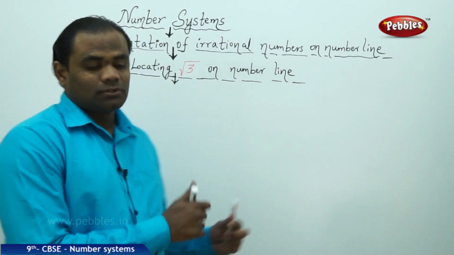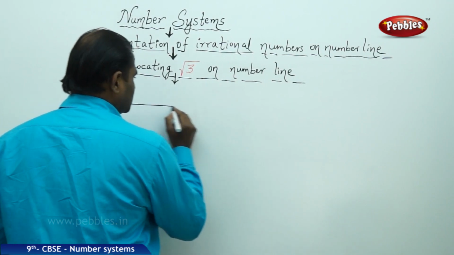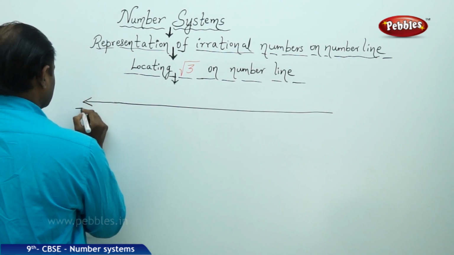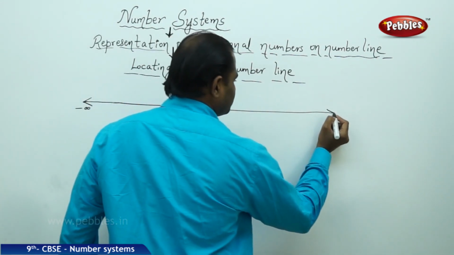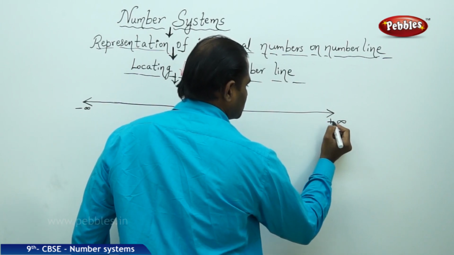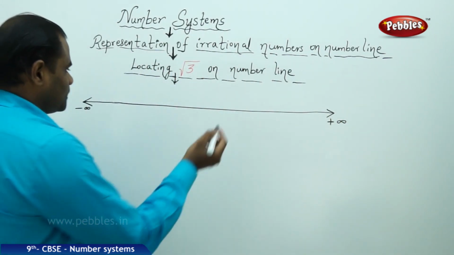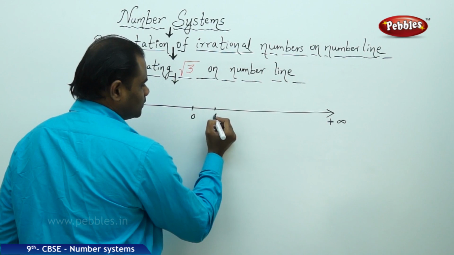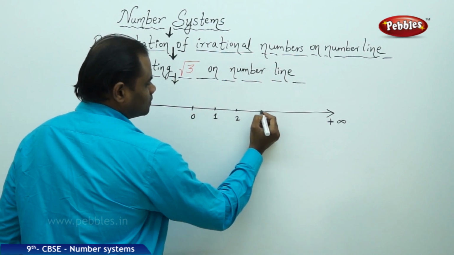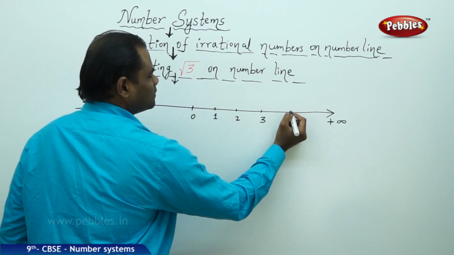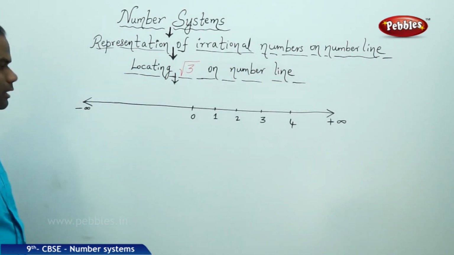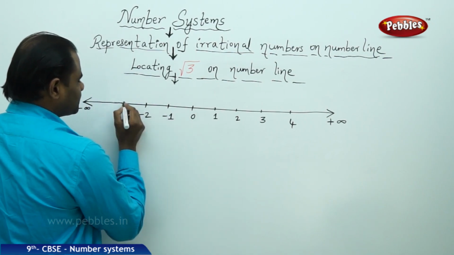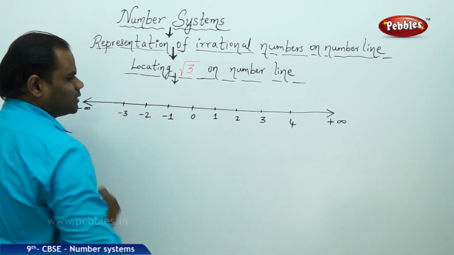Now let's take the real number line and construct or locate root 3 on that real number line. So I have the real number line here, which extends from minus infinity to plus infinity. And here we have the neutral 0, through which on the right hand side it extends up to 1, 2, 3, 4 and so on and so forth, and the left hand side has minus 1, minus 2, minus 3, etc.